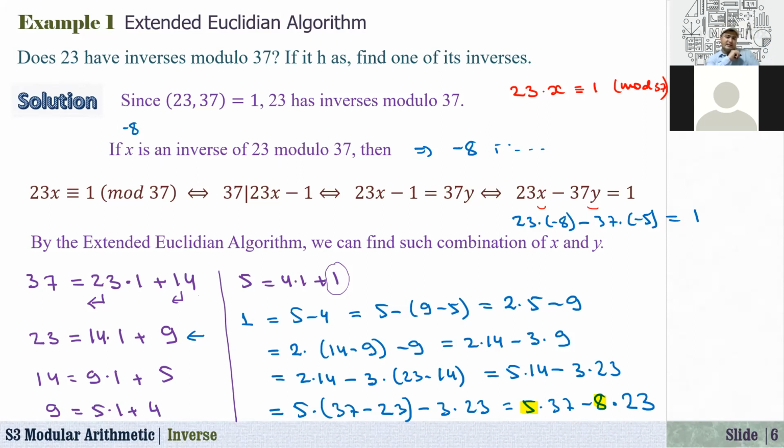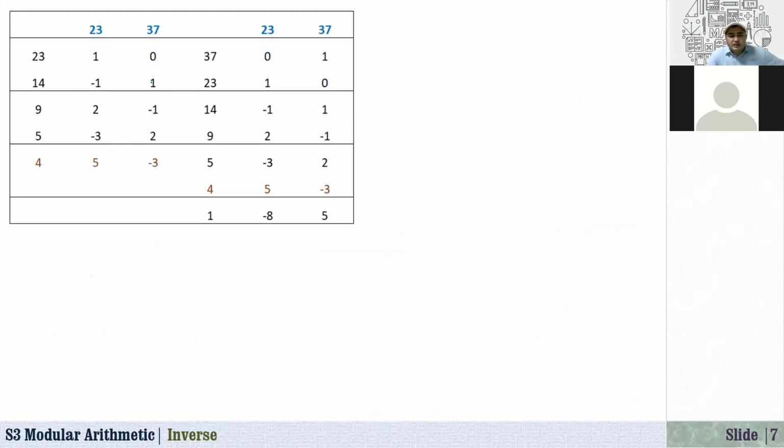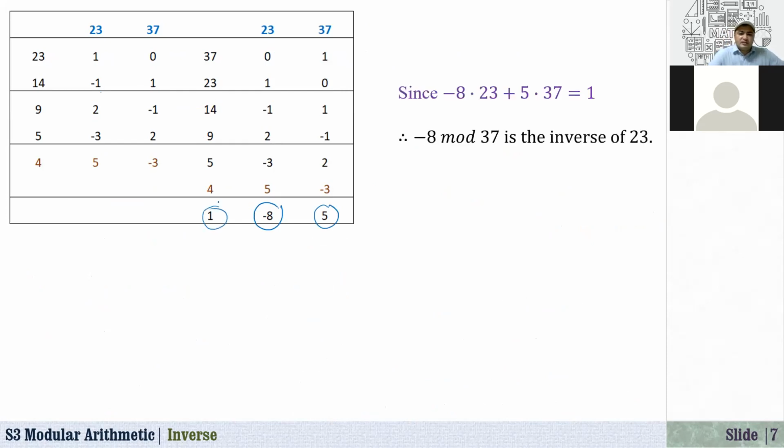So actually this method is called the extended Euclidean algorithm, how to find the inverse. Also by table, we can just guess and trial what happens if x equals 1, y equals 0, or x equals -1, or 2, -1. Or we can just continue to see here, when x equals -8, y is equal to 5, the remainder is 1. It's just the tabulated form of what we have just done in the previous slide. So -8 mod 37 is the inverse of 23, or -8 is the inverse of 23 modulo 37.